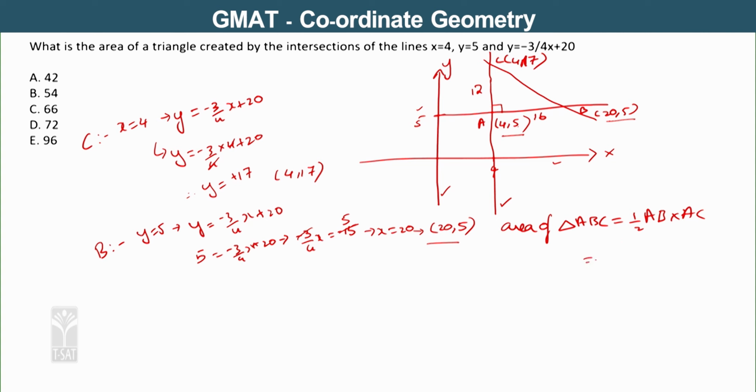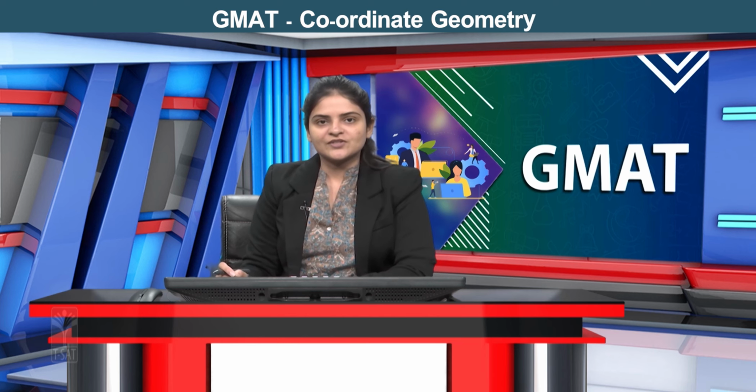Area of triangle ABC will be half of AB, that is 16, into AC, that is 12. 2 8s are 16, 8 12s are 96. Answer is option E. Now, let us look at the next question.